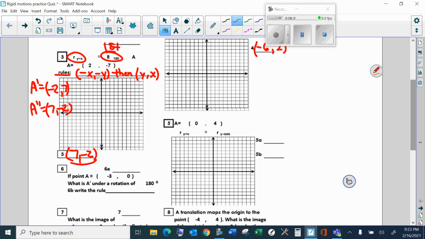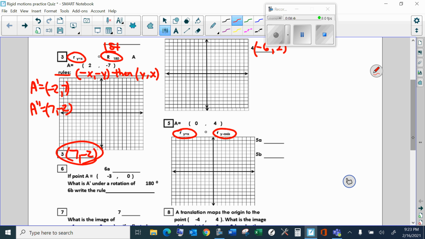But ultimately, it's this answer I'm looking for right here. All right, number 5. Again, we've got 2 rules. Notice this time, I don't ask for the rules. I ask you to give me the points at each of those spots.